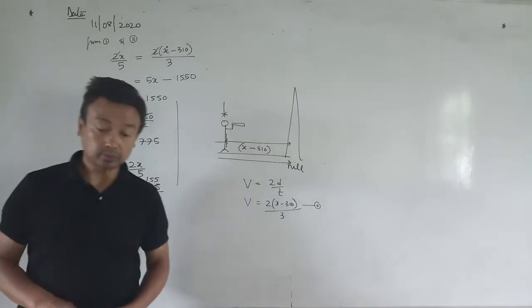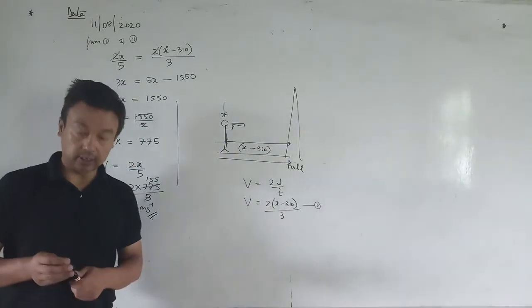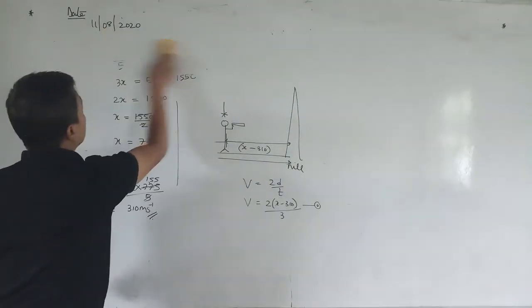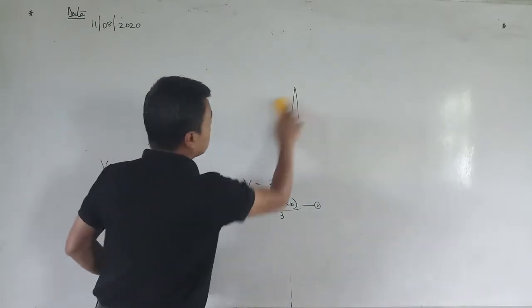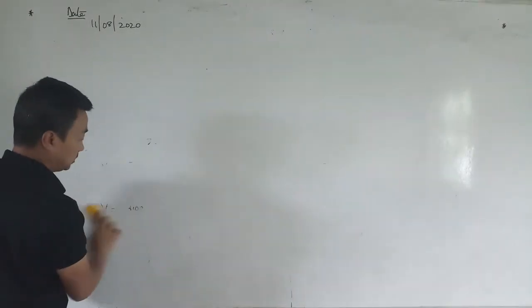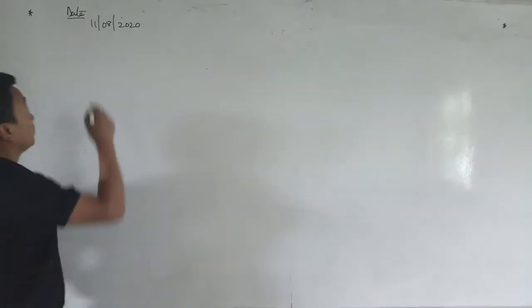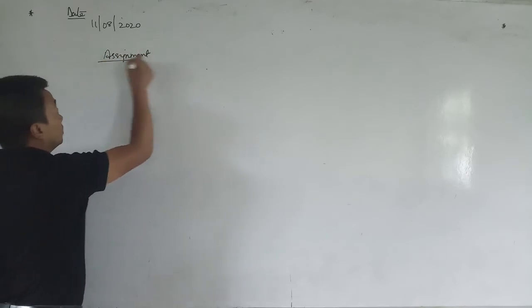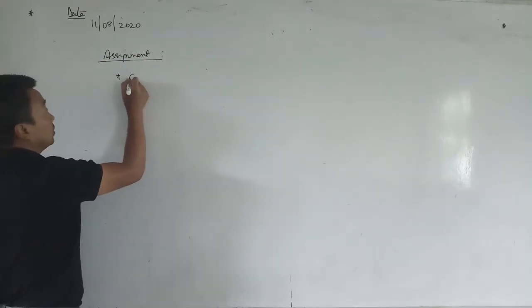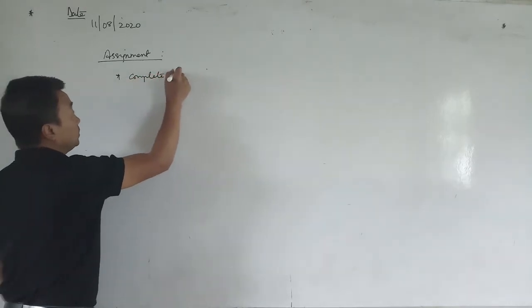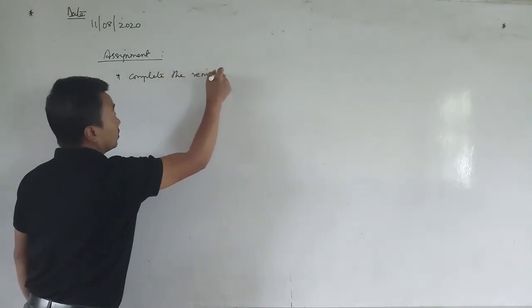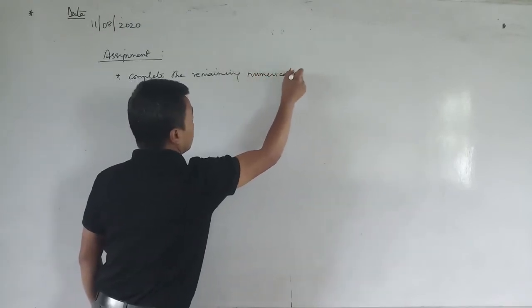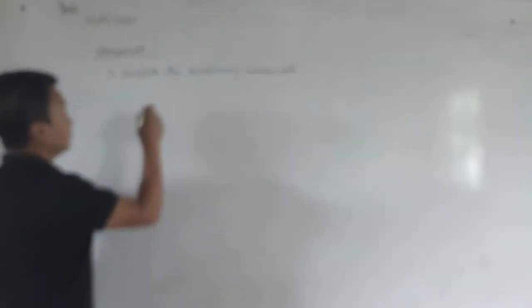So likewise, there are other numericals in the textbook and some also in the examples. Now your assignment, which you have to write in your exercise copy and upload to my WhatsApp page. Assignment is to complete the remaining numericals from page number 152 and 153.